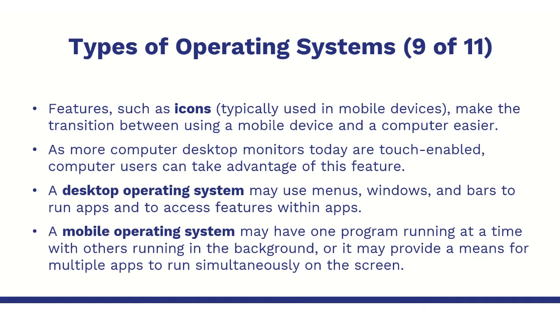Features like icons make the transition between using a mobile device and a computer easier. For more computer desktop monitors today are touch-enabled, so computer users can take advantage of this feature. A desktop operating system may use menus, windows, and bars to run applications and to access features within the applications. A mobile operating system may have one program running at a time with others running in the background, or it may provide a means for multiple applications to execute simultaneously on the same screen.